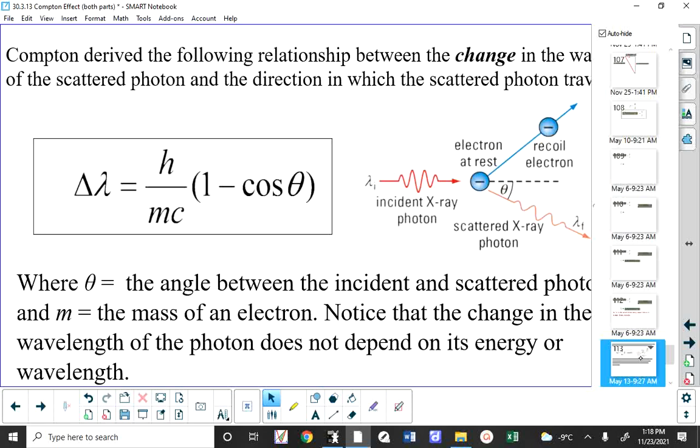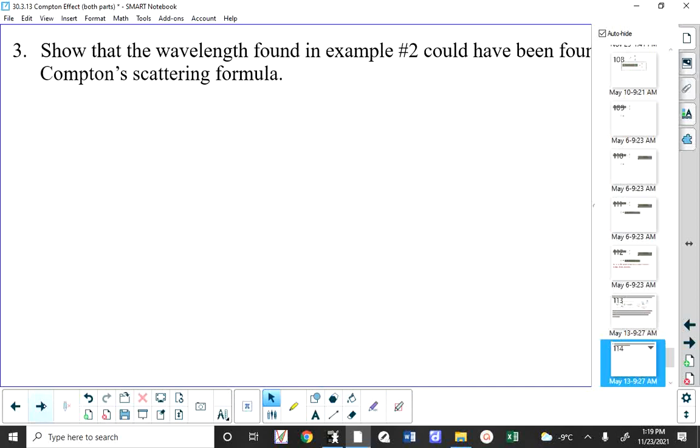And this is the formula. If you take Planck's constant divided by the mass of the particle that's scattered, which is an electron, also divided by the speed of light, and multiply by 1 minus cosine of theta, where theta is the angle the photon is scattered at, you'll get how much the wavelength of the photon grows by. So think about this now for a second. If I asked you to find the final wavelength of the photon, we don't have to use conservation of energy. We don't have to use conservation of momentum.